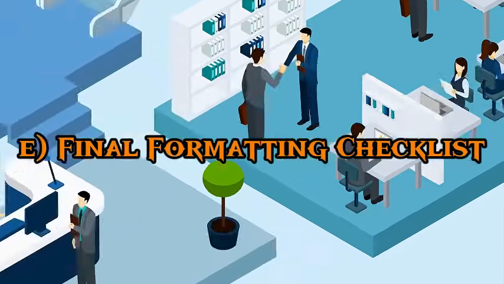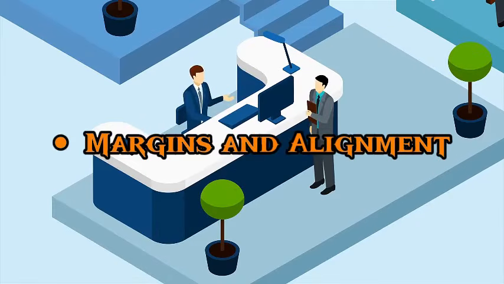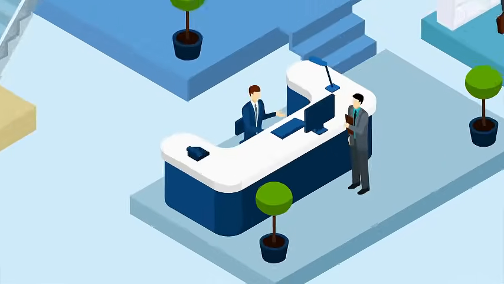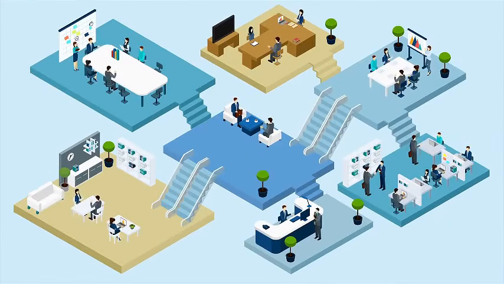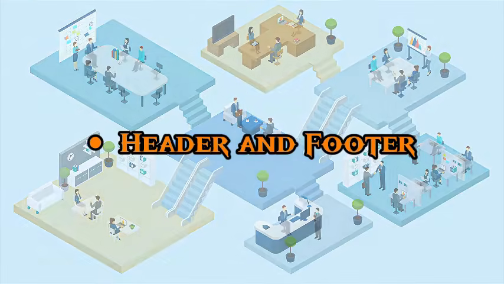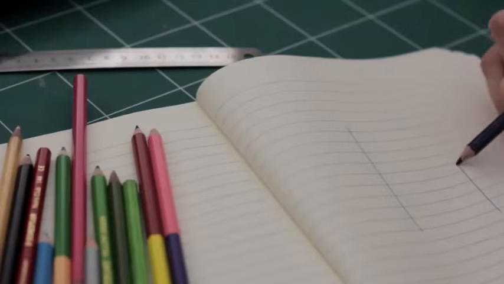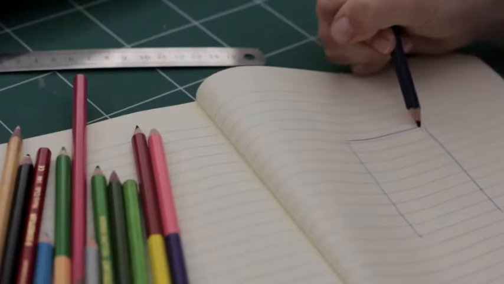Final formatting checklist. Margins and alignment. Keep margins even on all sides for a polished appearance. Align text and visuals properly, e.g., left aligned for paragraphs, centered for titles. Header and footer. Include your company name/logo in the header and page numbers in the footer.